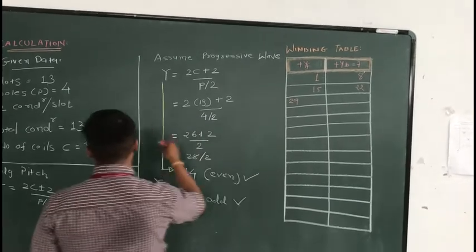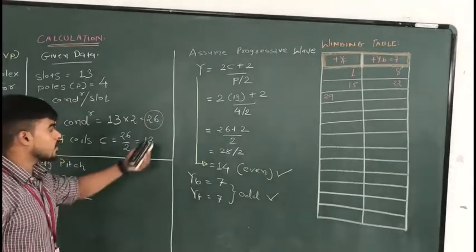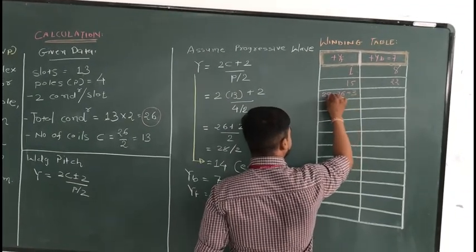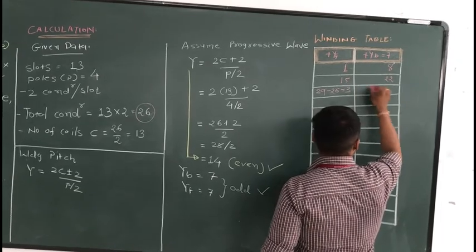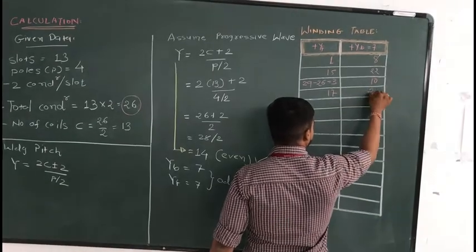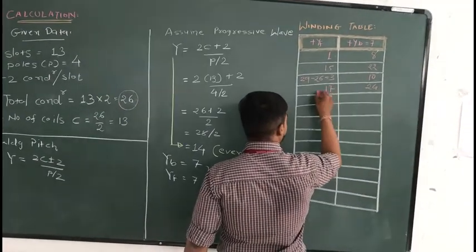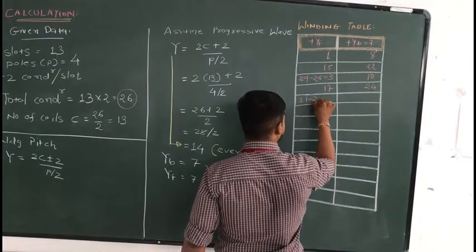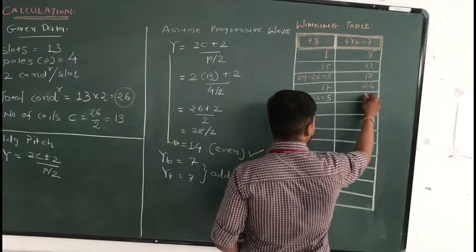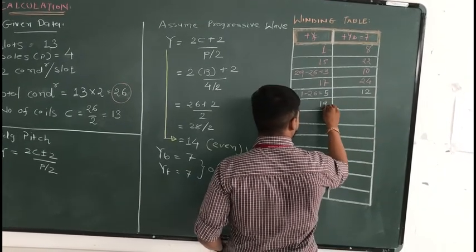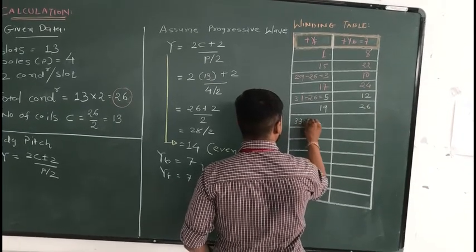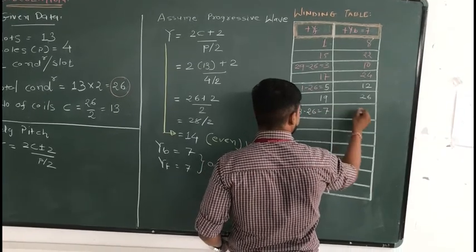We know that we have 26 conductors and 29 is greater than 26, so we have to subtract 26 from it. That gives 3. Again 3 plus 7, 10, 17, 24. 24 plus 7 is equal to 31. Again minus 26, so this is 5, 12, 19, 26. 26 plus 7 is equal to 33. Minus 26 is equal to 7.